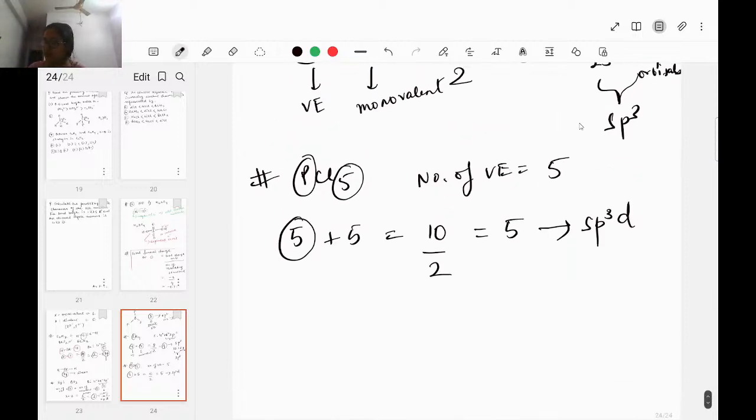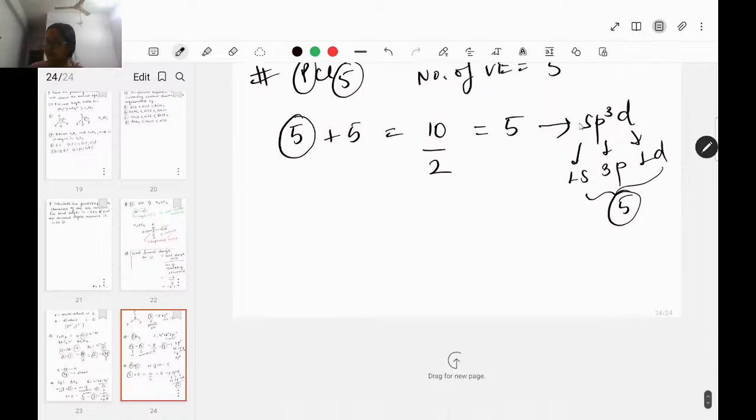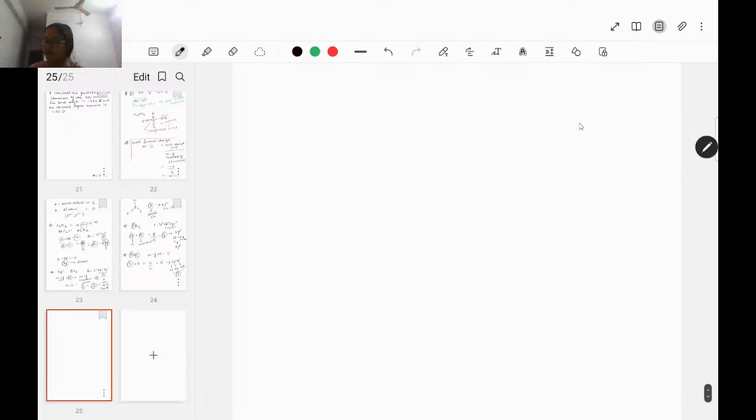Now, because one s, 3 p orbitals and 1 d orbital all come together to form the number 5, whenever we get the steric number 5, we can automatically conclude that this particular molecule has sp3d hybridization. I hope it is clear. And then after sp3d we have SF6. What is the central atom over here?